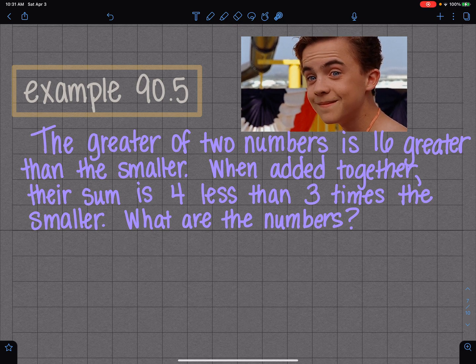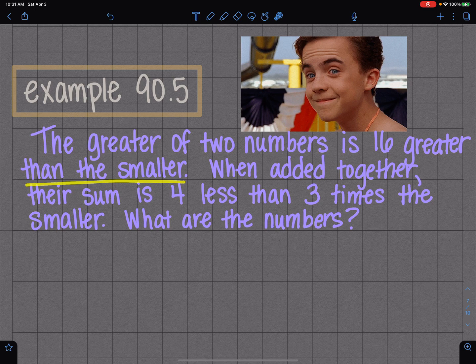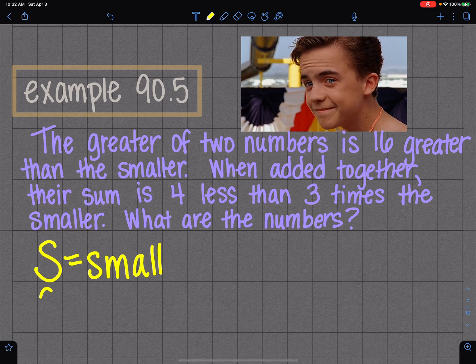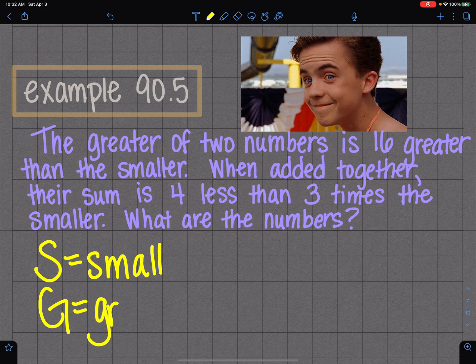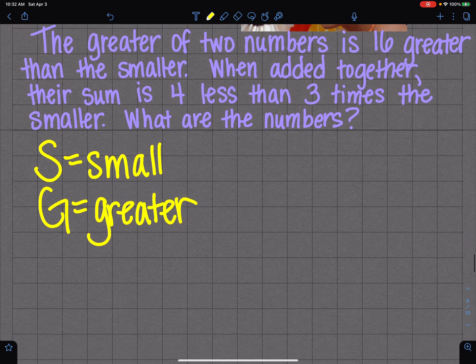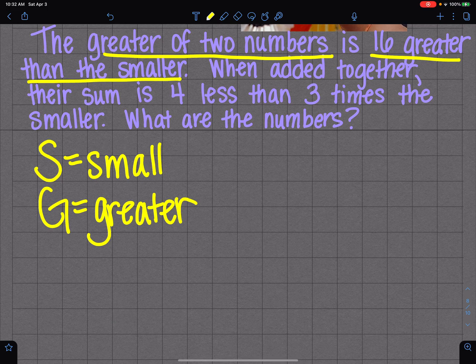All right, let's do example 90.5. This says, the greater of two numbers is 16 greater than the smaller. This greater of two numbers, so there's two numbers, a small and a greater, I guess. A small and a greater. So let's name those. S is small. So these are going to be my two unknowns. So I'm just naming the unknowns right there. The greater of two numbers, so the greater one, is 16 greater than the smaller.